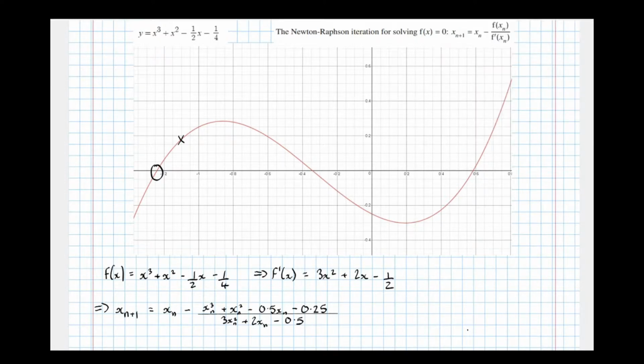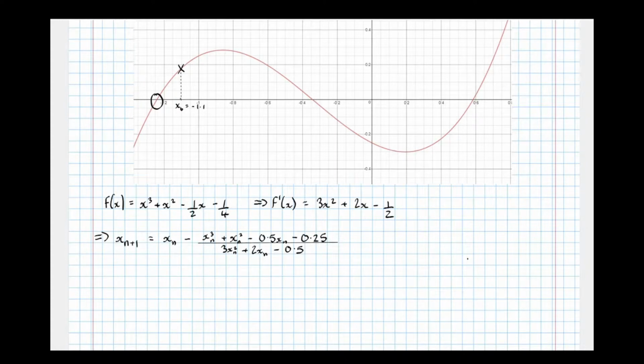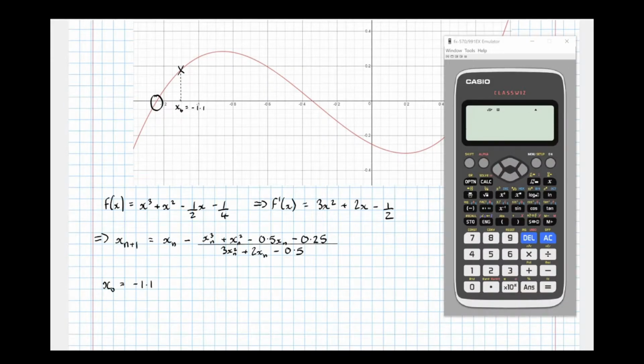So I'll just mark that on there. So x0 equals minus 1.1. And this is the one I'm going to do in black. So x0 equals minus 1.1. So what I'm going to do now, I'm going to type this Newton-Raphson method into the calculator. I'm going to calculate the first iteration. So I do that by first of all saving our start value, minus 1.1, in the answer button of the calculator. So type minus 1.1 and press equals.